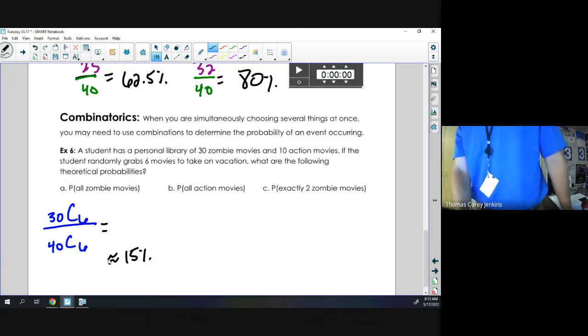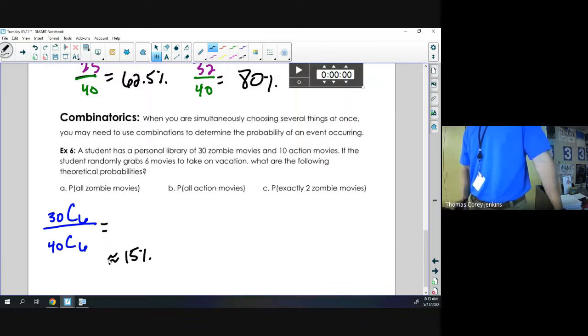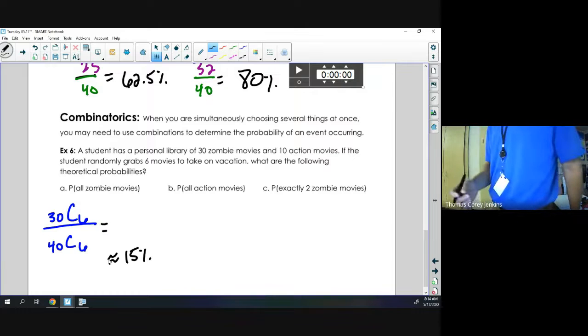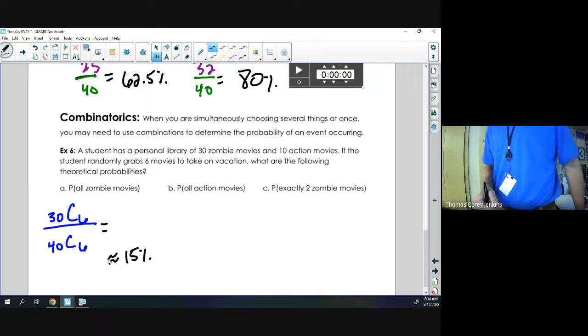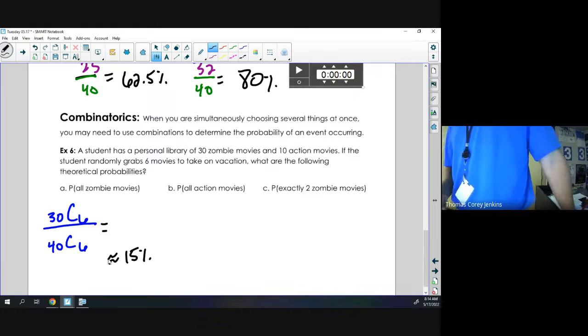All right, so what about if they were all action movies? Go ahead and write out how you think we would set that up, and if you want to start typing it in, you can. If all zombie movies was 30 C6 over 40 C6, how would we do all action movies? What would that look like? And if you don't know, just wait a second.